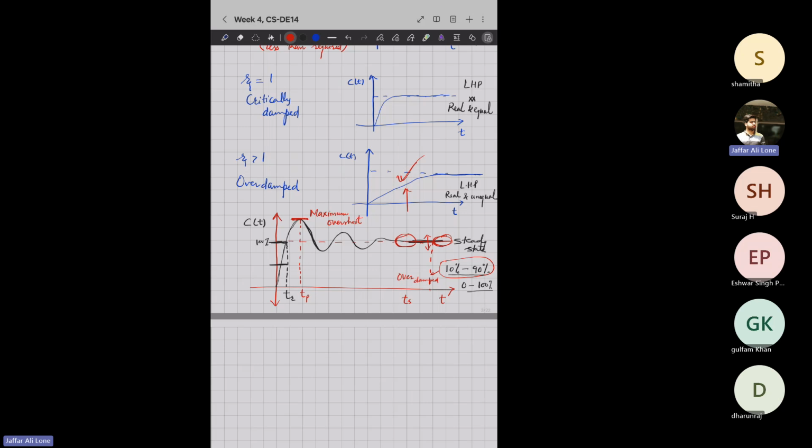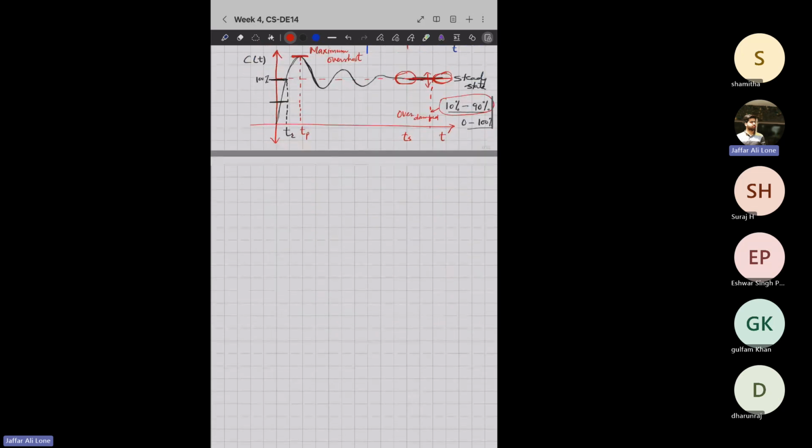Now let's come to the questions. How do we find the rise time, settling time, etc. of an underdamped system? In our question number one, we are given a system. We will do good questions today. We are given a system omega n square over s into s plus 2 zeta omega n. This is output C of s.